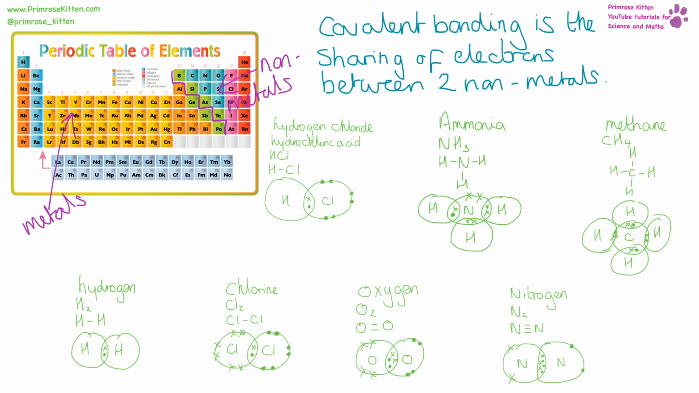Oxygen, we're getting a bit tricky now, has a double bond. Each line is equal to a pair of electrons. Here we have 2 lines, that is 2 pairs of electrons. We need 4 electrons being shared in the middle. And nitrogen has a triple bond, 2, 4, 6 electrons being shared in the middle.